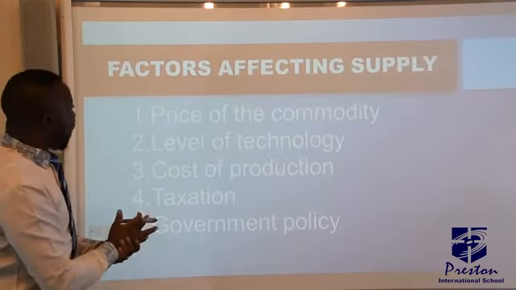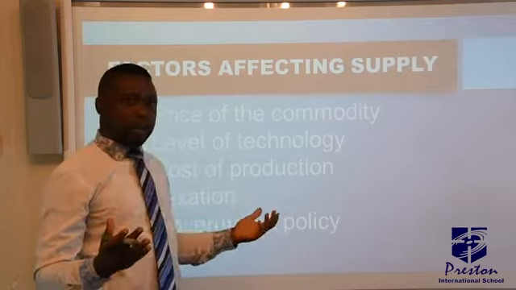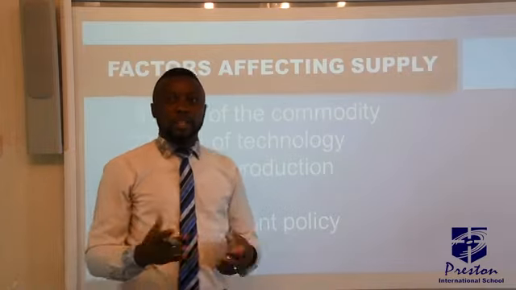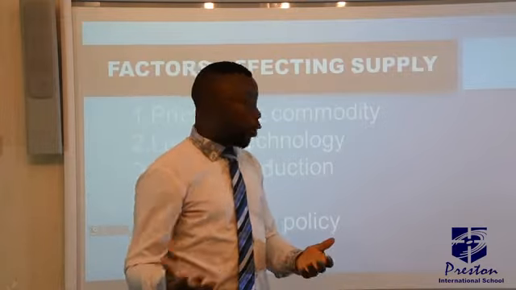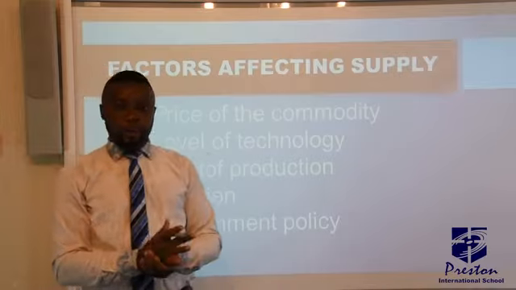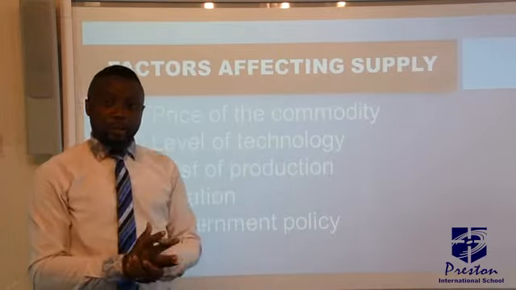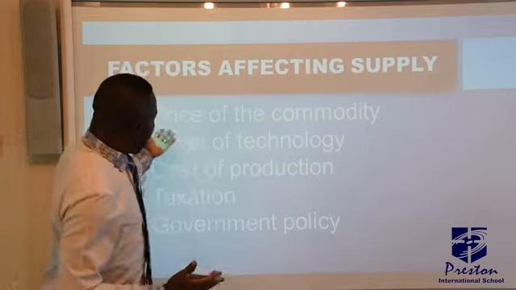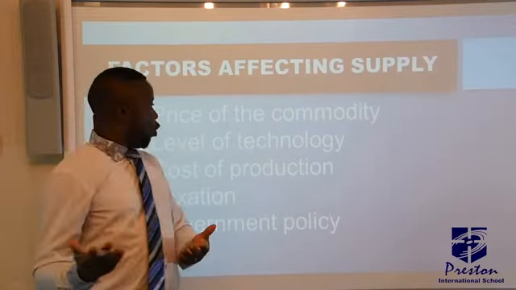Let's move on to talk about the factors that affect quantity supply. What are the factors that determine the quantity of a commodity that the producer is willing to supply? Number one, price. And that has become obvious in the course of the definition, the laws, and the analysis of the table and the graph. We see that price is very key to the supply of commodity.